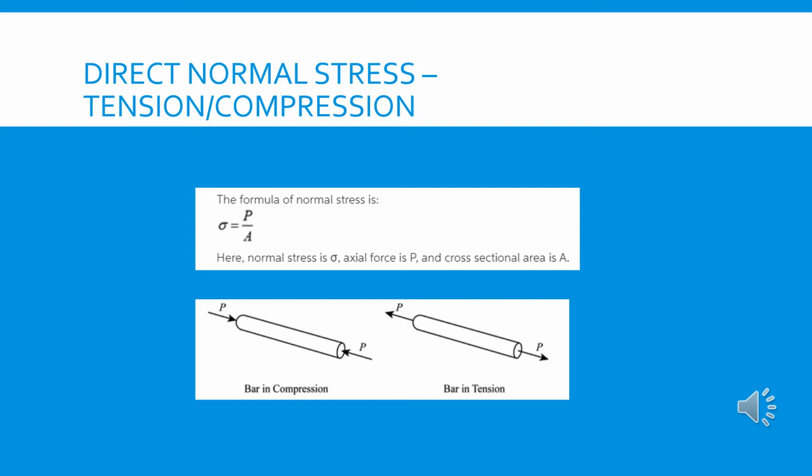There's direct normal stress, and that's tension and compression. That's the simplest, most basic kind of stress. The formula is stress is equal to force over area. So you can think about a bar in either tension or compression and how the fibers of the material feel like they're being pulled apart or crushed.